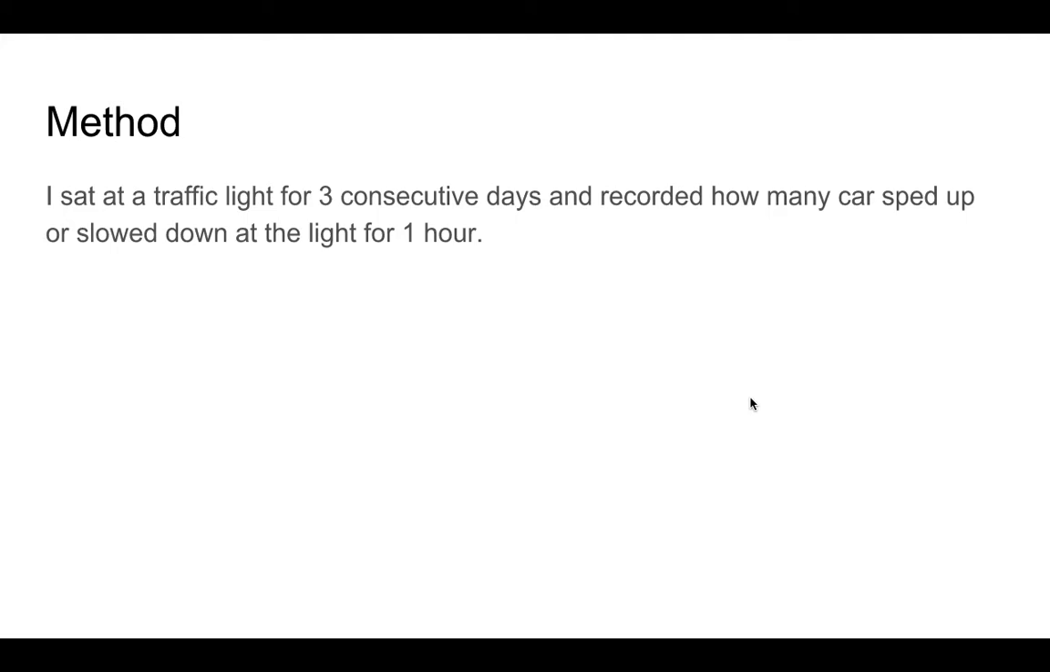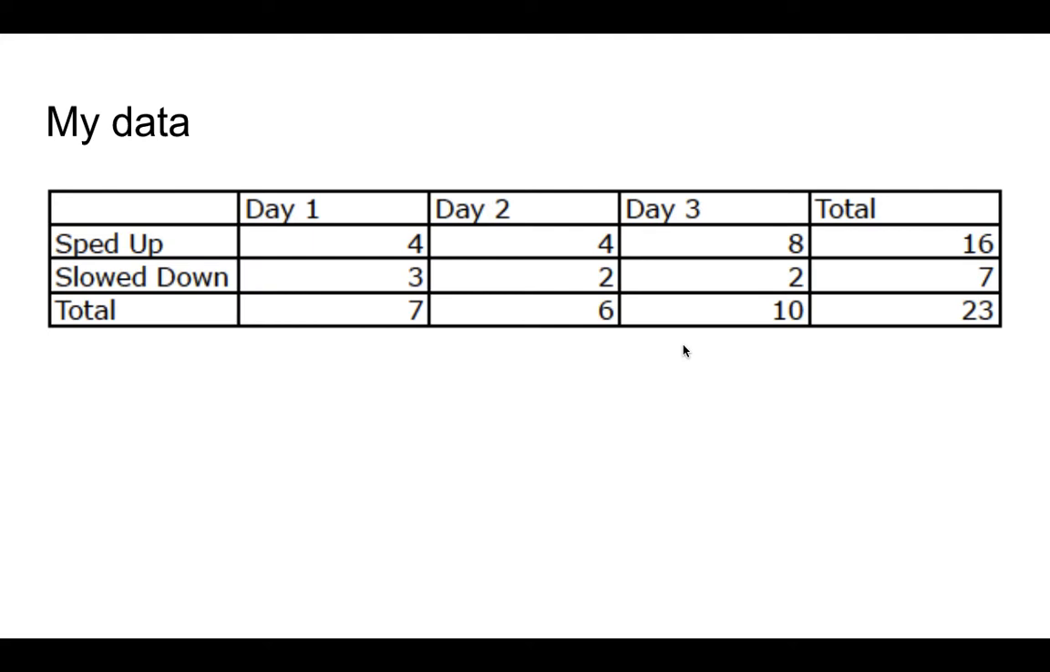So the method I did is I just went up to a traffic light and I sat there for 3 consecutive days and I recorded how many cars sped up or slowed down at that particular light for 1 hour each of those 3 days. So I collected some data. This is the data I have.